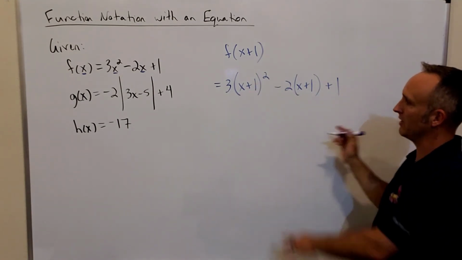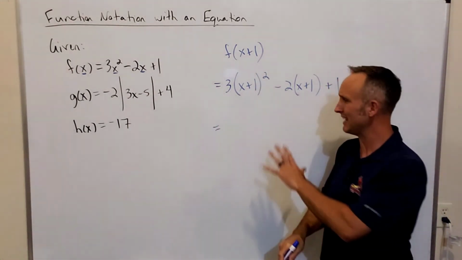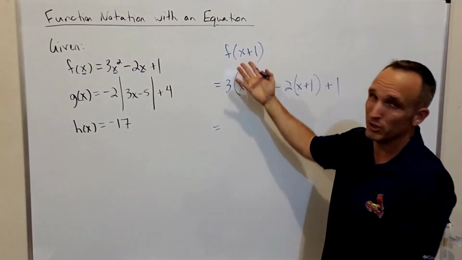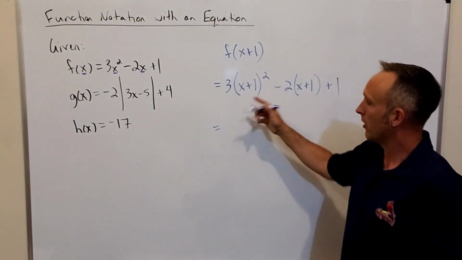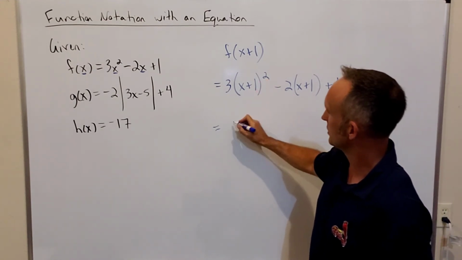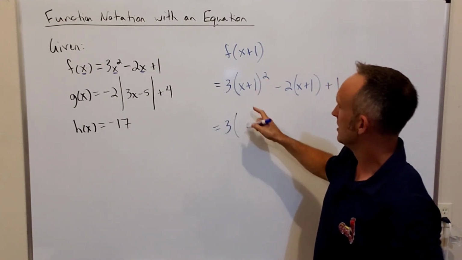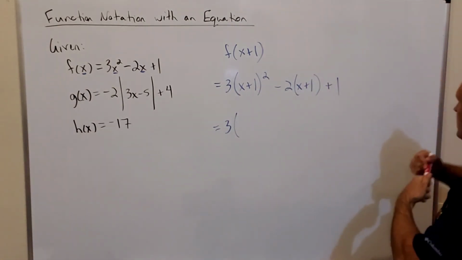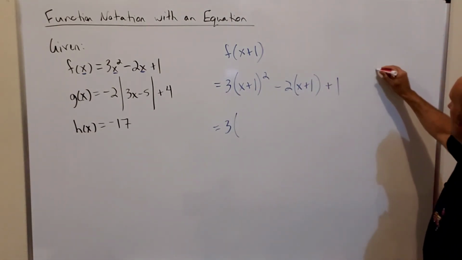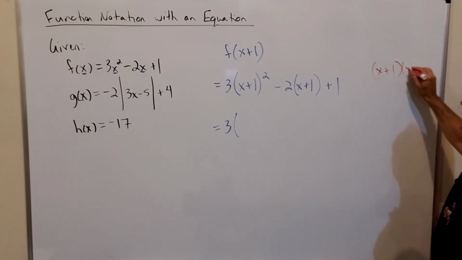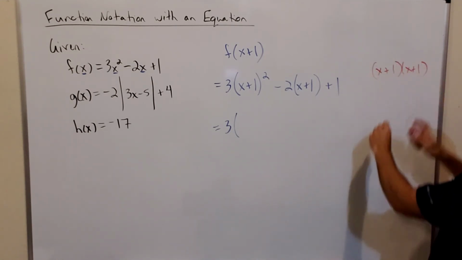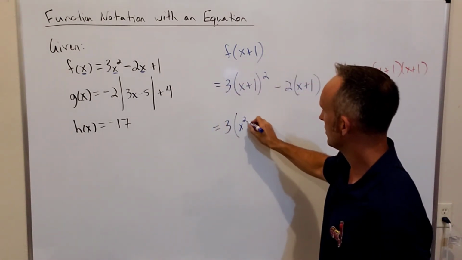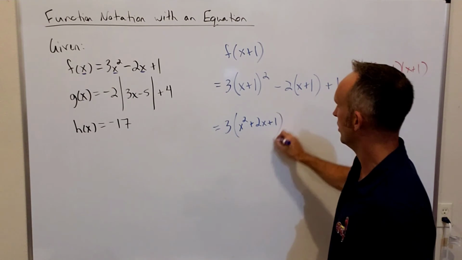And then I just simplify this. Now I'm not going to get a number as my answer. My answer is going to involve x because my input involved x as well. All right, so first thing I need to do is square x plus 1, which means x plus 1 times x plus 1. If you need to write that out, x plus 1 squared means x plus 1 times x plus 1, and you should be able to multiply that pretty easily. But when you do, you get x squared plus 2x plus 1.